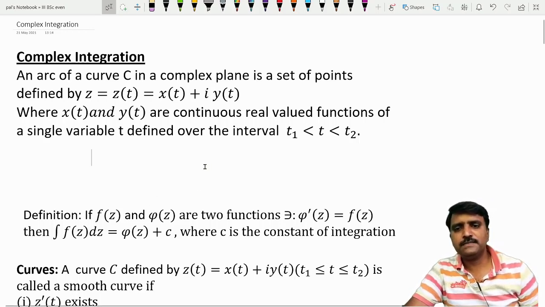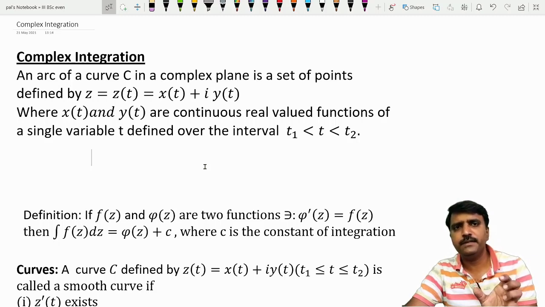An arc of a curve C in a complex plane is a set of points represented as z of t, or simply z. z of t is equal to x of t plus i into y of t. Here x of t and y of t are continuous real valued functions. You know the meaning of continuity and of a continuous curve. That z of t is defined in the interval between t1 and t2. The value of t varies between t1 and t2.